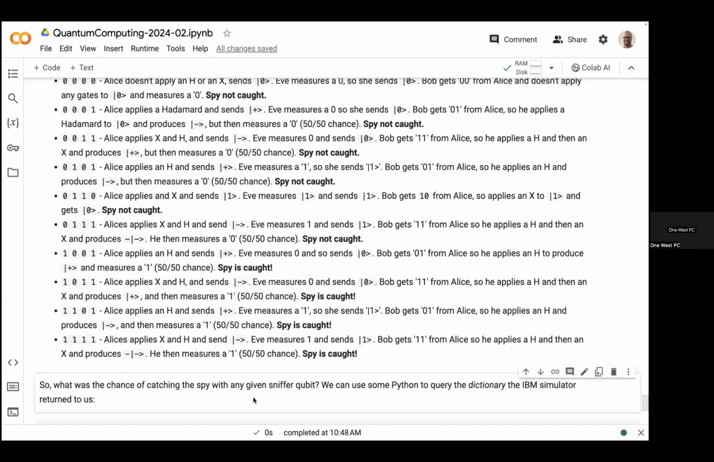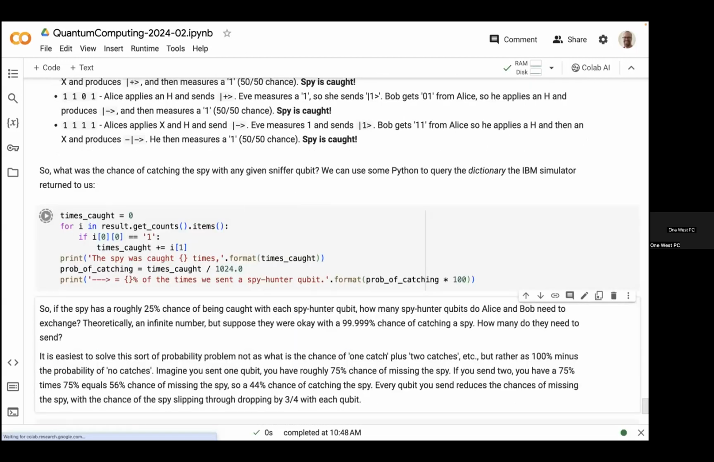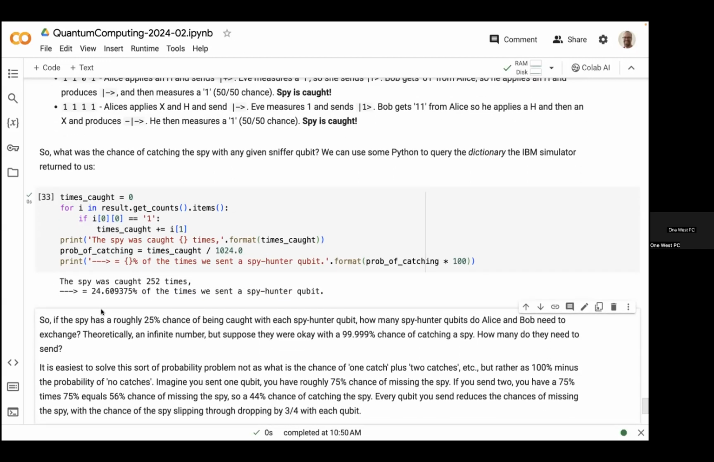We can do some Python to query the dictionary that the simulator returned to us. And it turns out that the code looks like this. If you run it, what you see is that there was a 24.6% chance, in this case, of the times we sent the message, that we caught the spy. It's exactly 25% theoretically if you do all the amplitudes written out. So each spy sniffer gives you a 25% chance of catching the spy.